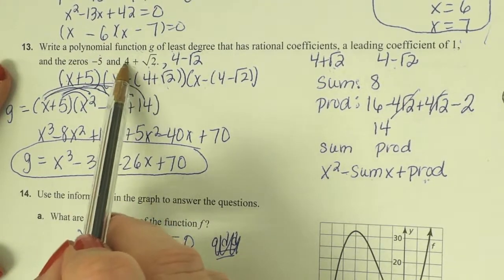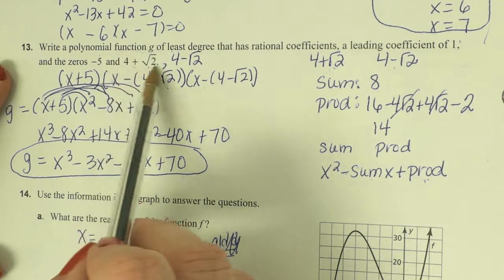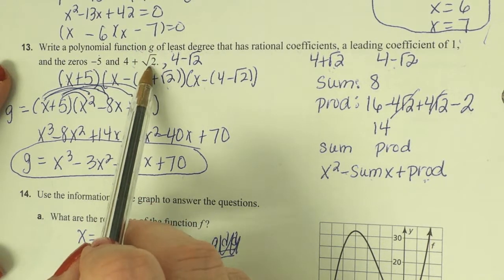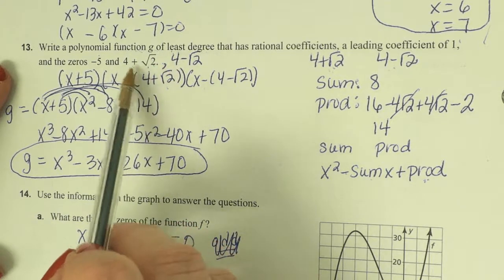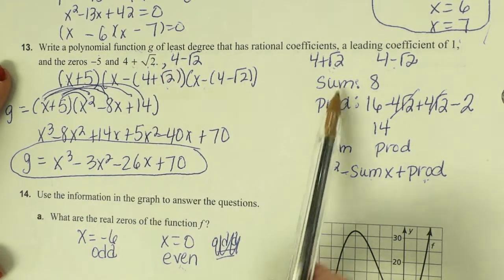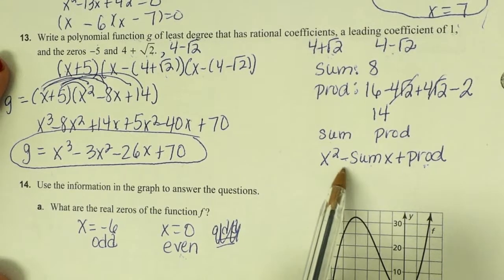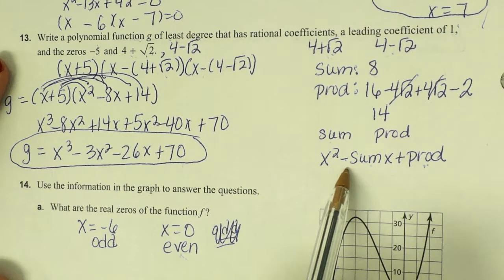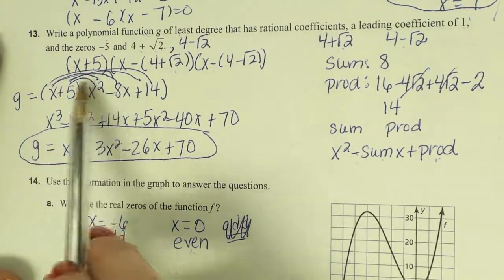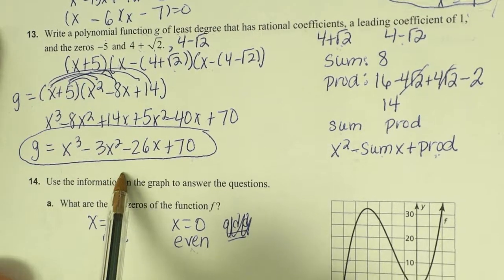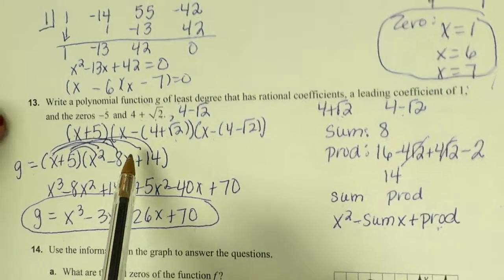If you're given an irrational value here, then the conjugate of it would also have to be a solution. On that type, you want to find the sum and the product, because then you can find that equation very easily, that factor right here, easily. Then when you multiply it out, you can get that final equation in that form that's necessary.